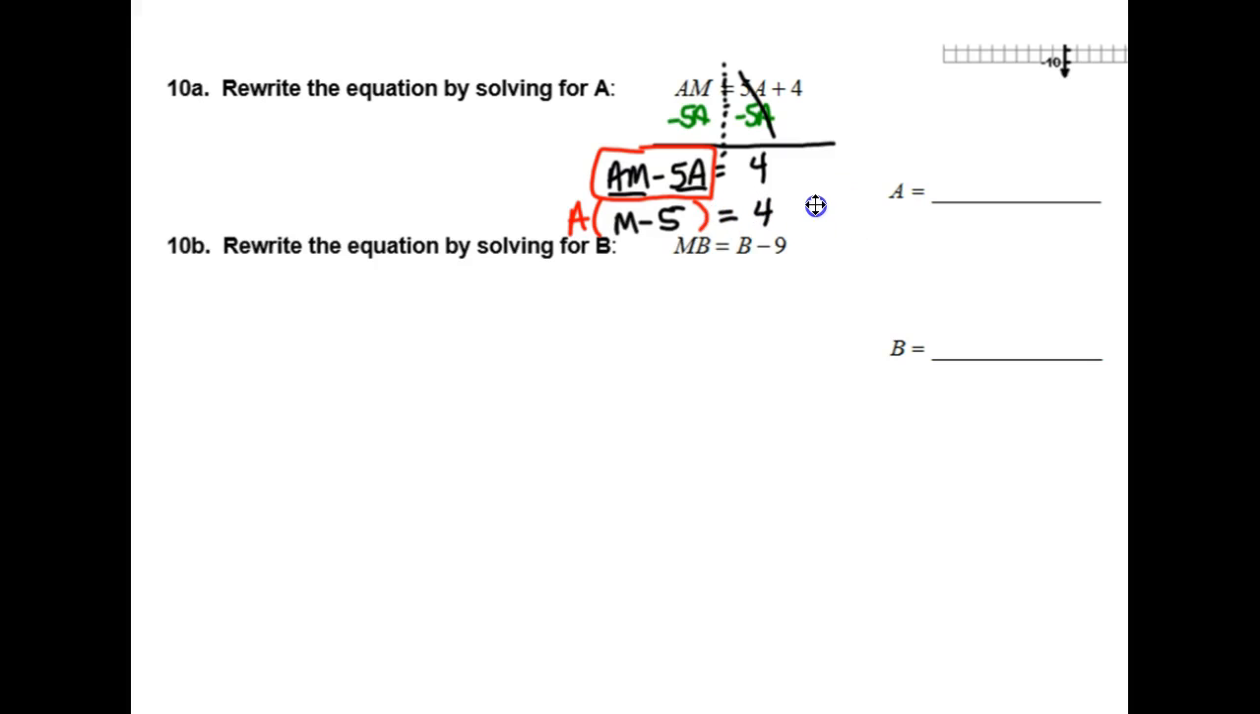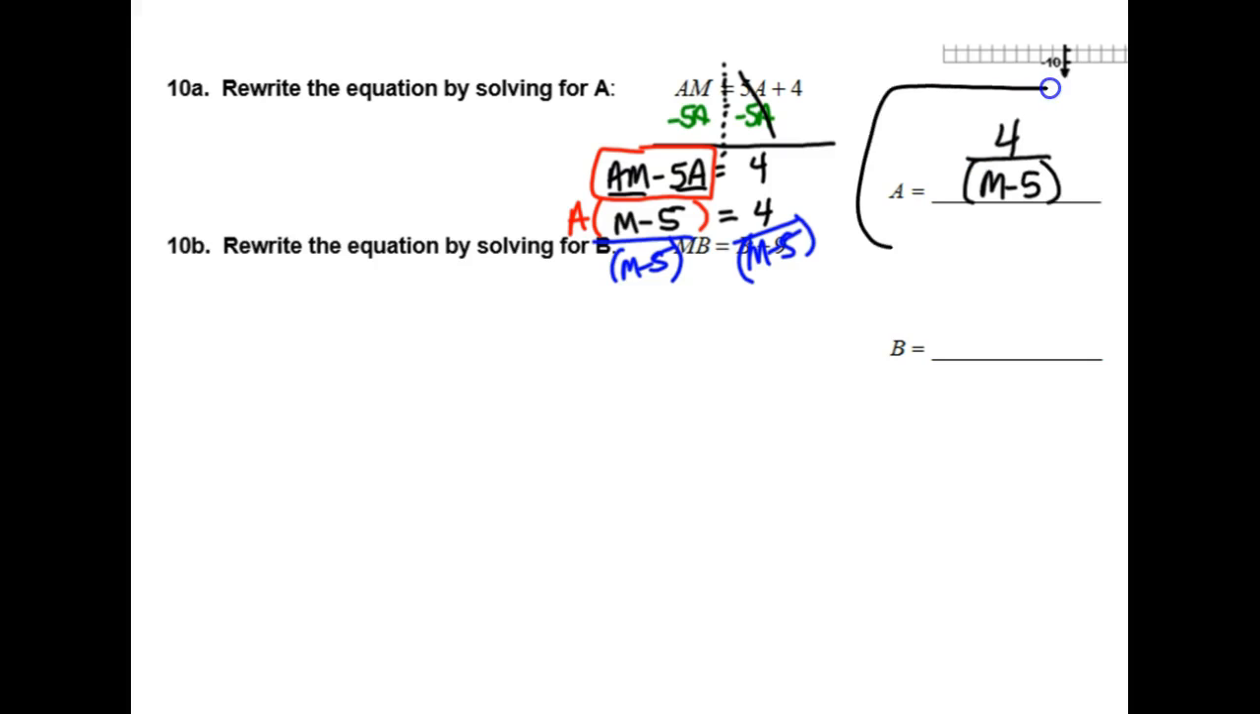And then your final step would be, I'm going to run out of room here, we're going to have to divide by the quantity m minus 5. You don't need the parentheses here, I just like to put them. So, final answer, a isolated is the expression 4 divided by m minus 5. I kind of like those questions, but I'm weird. All right, moving on.